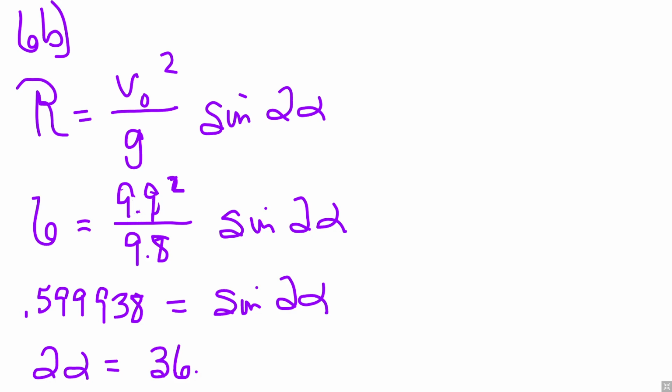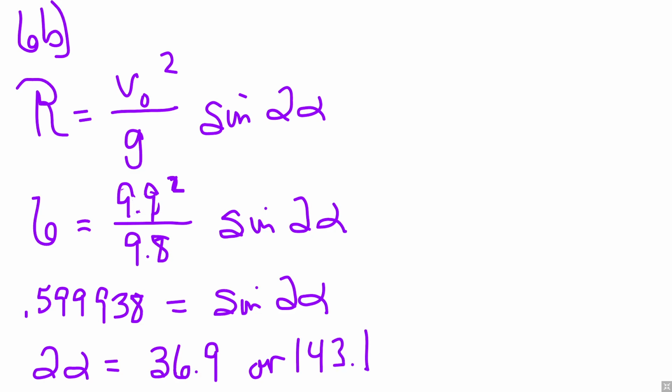Yeah, 1 decimal place. So I'm going to say 36.9. Now, you've got to remember that sine is going to be positive in another quadrant. It's going to be in quadrant 2. So your other answer is going to come from quadrant 2. So if I do 180 minus 36.9, that's going to give me 143.1.